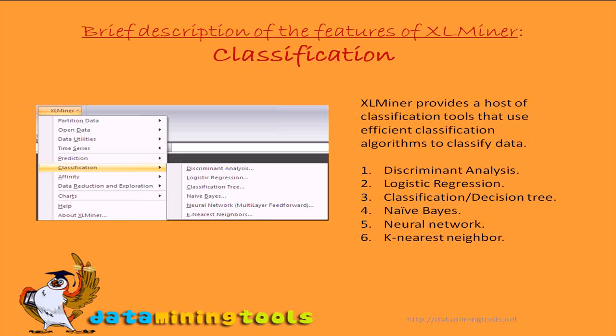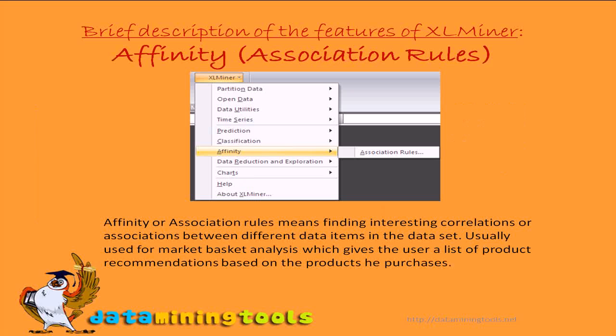Let us look at the classification tool. XLMiner provides a host of classification tools that use efficient classification algorithms to classify data. The tools available under classification are discriminant analysis, logistic regression, classification or decision tree, naive Bayes, neural network, and k-nearest neighbor. Now let us look at the affinity or association rules tool. Affinity or association rules means finding interesting correlations or associations between different data items in the dataset. It is usually used for market basket analysis, which gives the user a list of recommendations based on products he purchases.